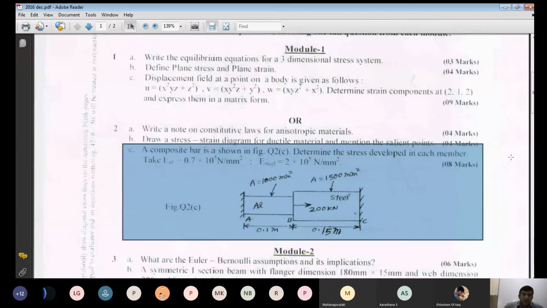The same question also appeared previously. In the last 15 days, for the backlog subject exam, the same question also appeared here. Now this question appeared twice.